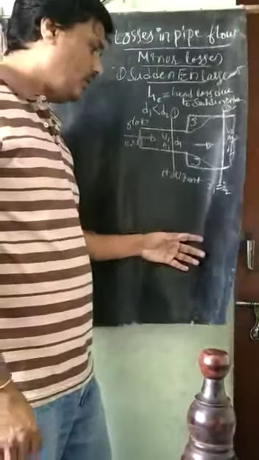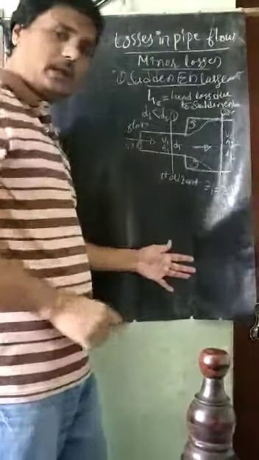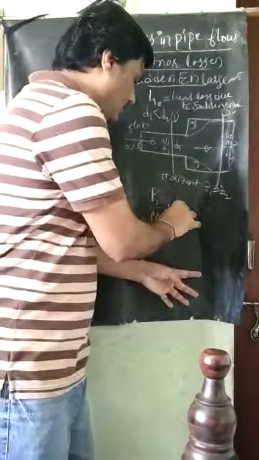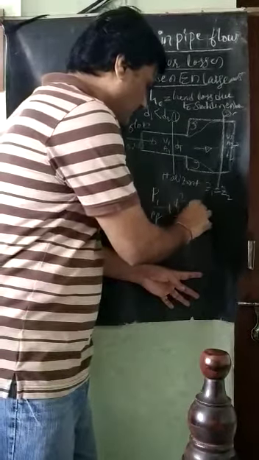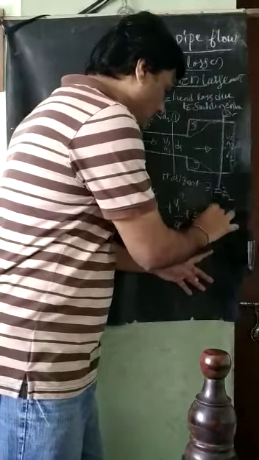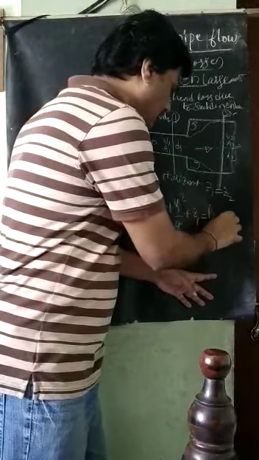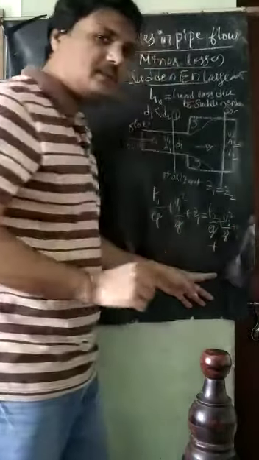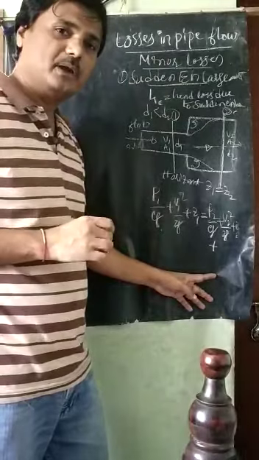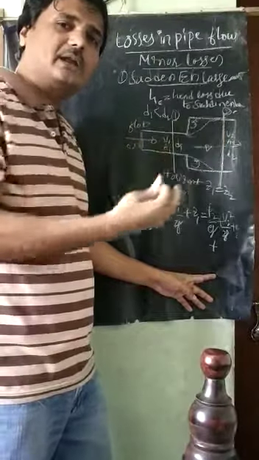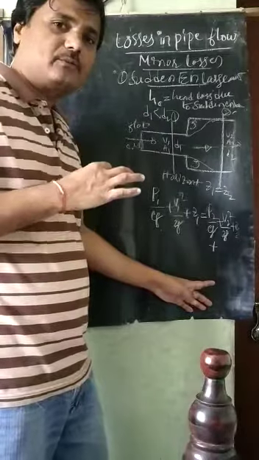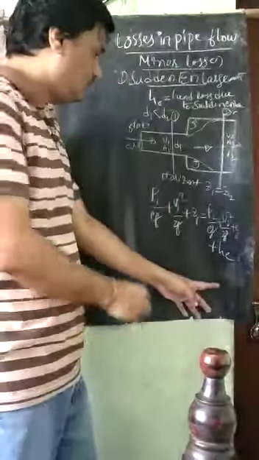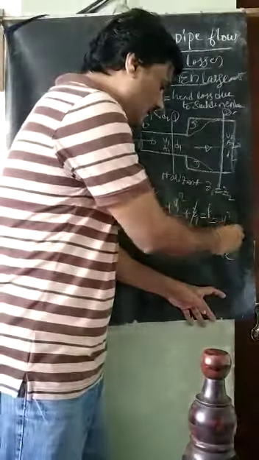Now I will apply Bernoulli's equation for sections 1 and 2. P1 divided by rho g plus V1² divided by 2g plus Z1 is equal to P2 divided by rho g plus V2² divided by 2g plus Z2 plus the head loss due to the sudden enlargement, as losses have to be added on the right side of Bernoulli's equation as we have discussed. So therefore it is plus HE. Now this pipe is horizontal, so Z1 and Z2 will cancel.